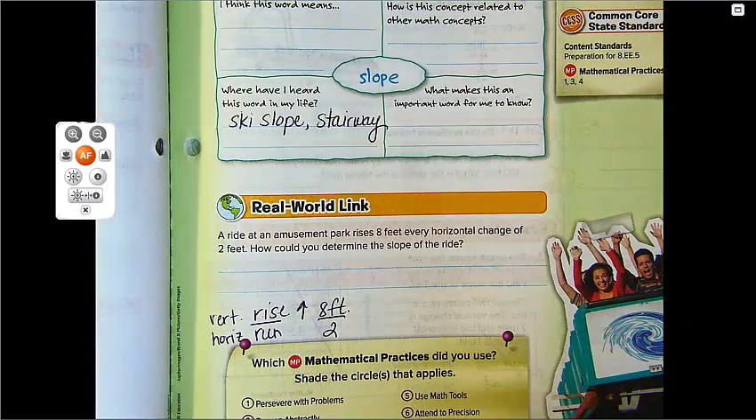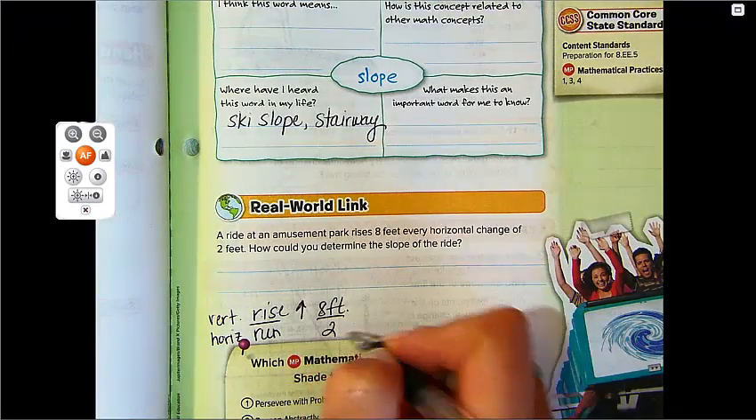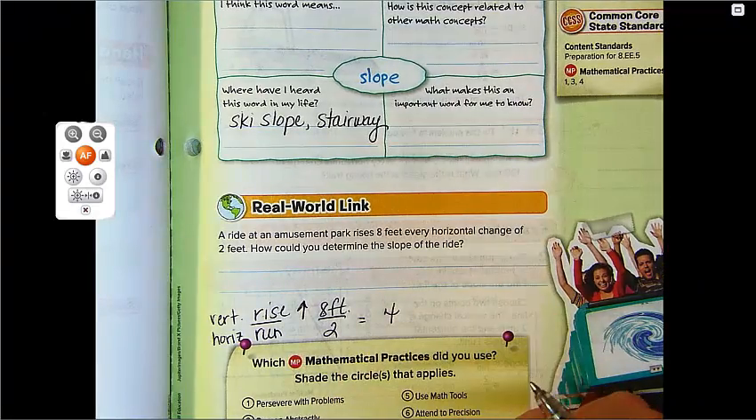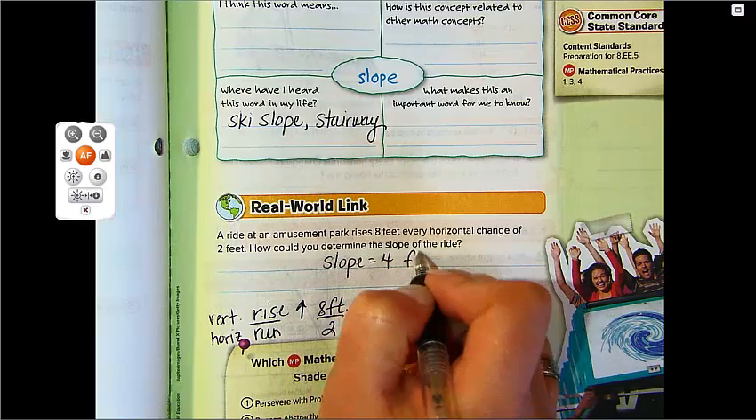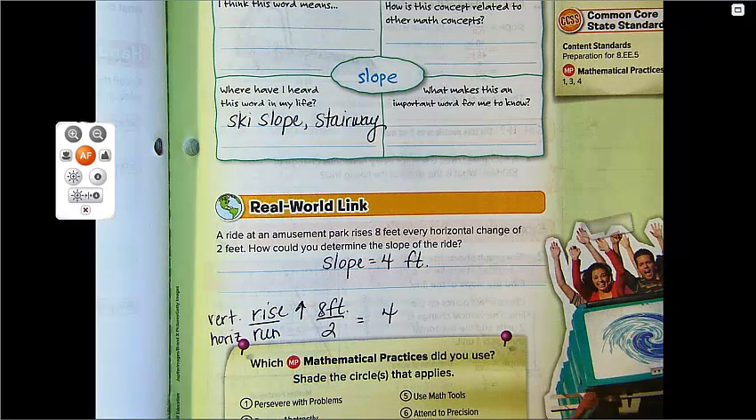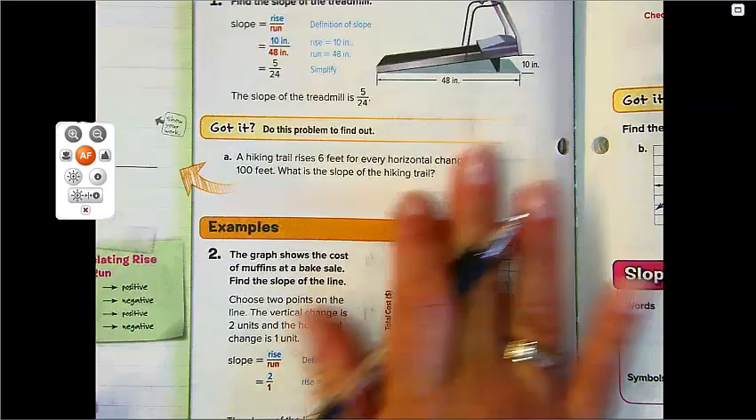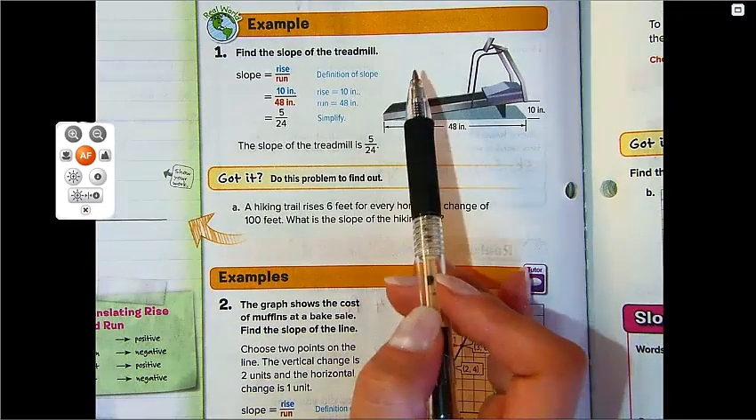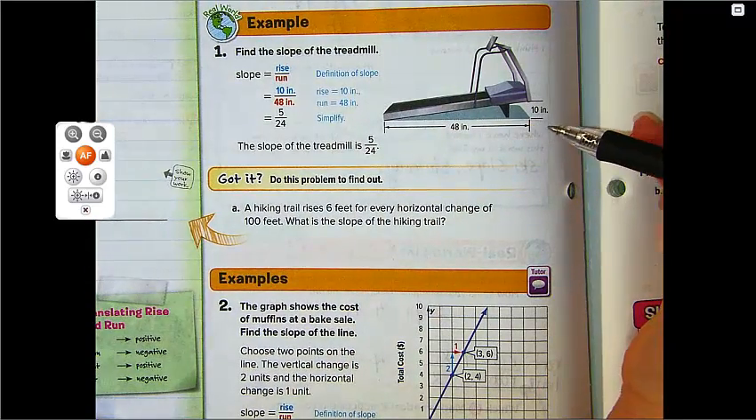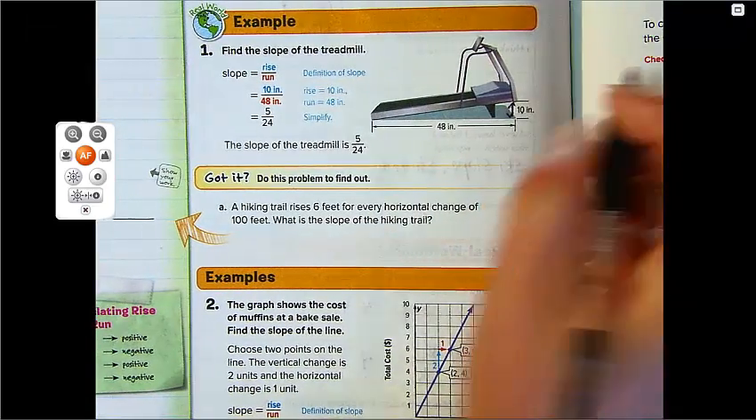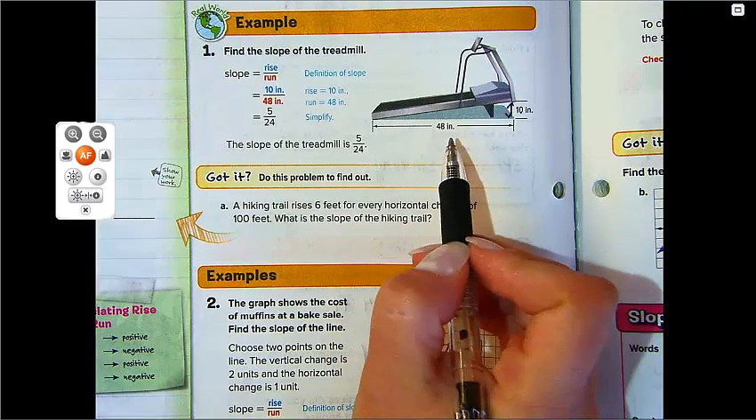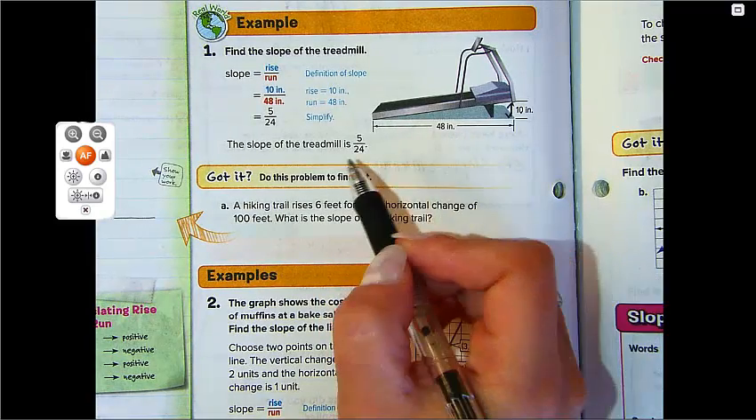So it says, how can you determine the slope of the ride? Well, I have 8 divided by 2, which is 4. So the slope of this ride is 4 feet. Because it was 8, which is the change in the up and down, over 2, which is the change left to right. So now let's apply that. It says find the slope of this treadmill. Well, the up and down change, or how far vertically, which is this one right here, is 10. The side to side change is 48, so my slope is 10 over 48, which reduces to 5/24.